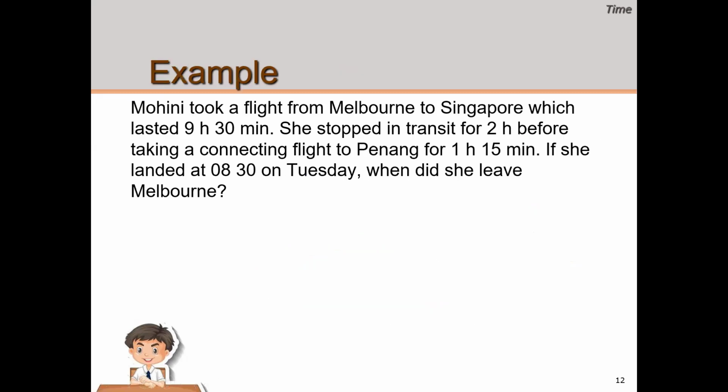Next is: Mohini took a flight from Melbourne to Singapore, which lasted 9 hours 30 minutes. She stopped in transit for 2 hours before taking a connecting flight to Penang for 1 hour 15 minutes. If she landed at 8:30 on Tuesday, when did she leave for Melbourne? Let's start.